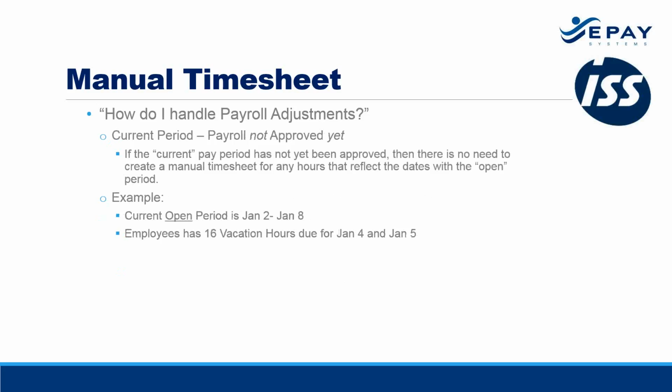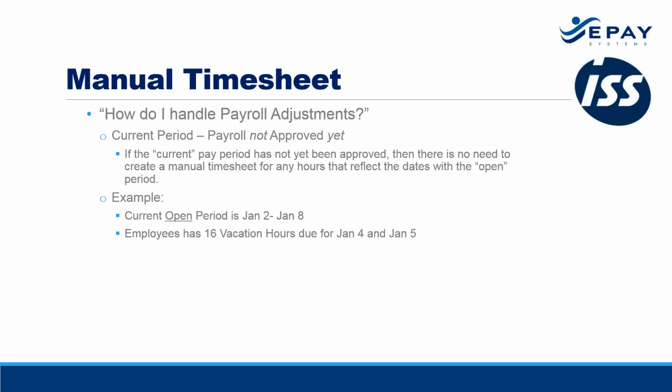Now, how do I handle the payroll adjustments? If it's during a current pay period, if the period is still active right now and we're punching in, punching out still for the current pay period and we have not submitted that payroll yet or approved it, for example, if the current pay period has not been approved, there is no need to create a manual timesheet because any hours that reflect the dates with the open period are still valid.